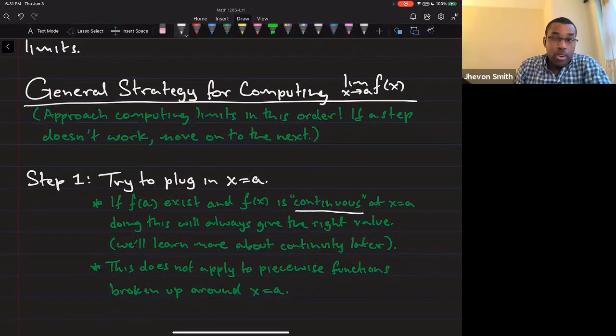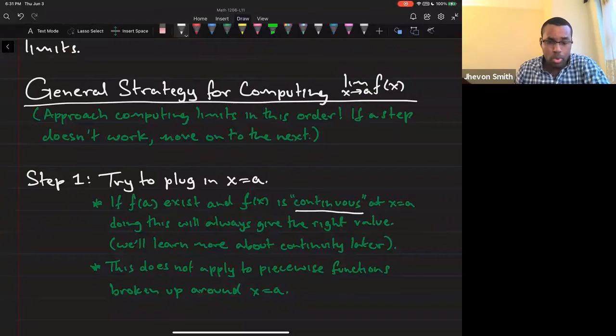So for the most part, if your function is continuous, the limit will give you the same value as plugging in the x value. And in Calculus 1, if I give you a random function, and it's not a piecewise function, chances are it's going to be continuous at the value where you can plug in x. So that would be a thing.